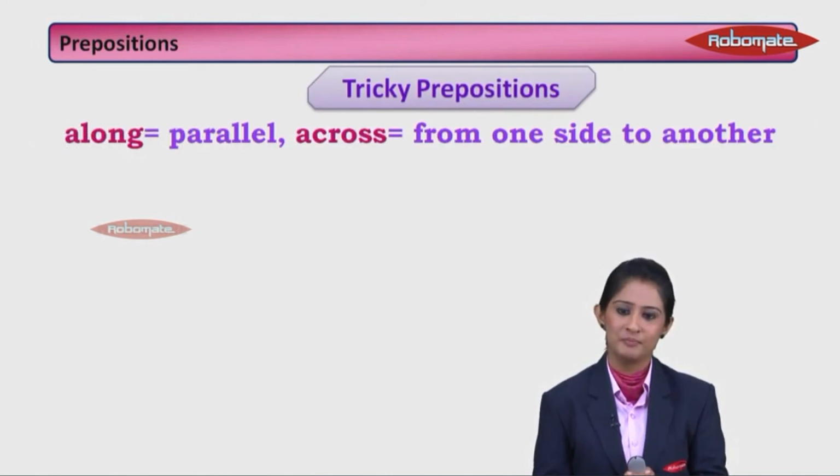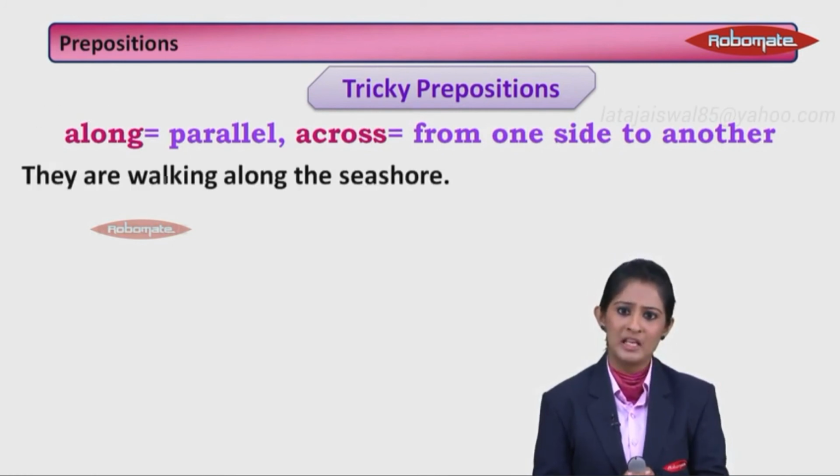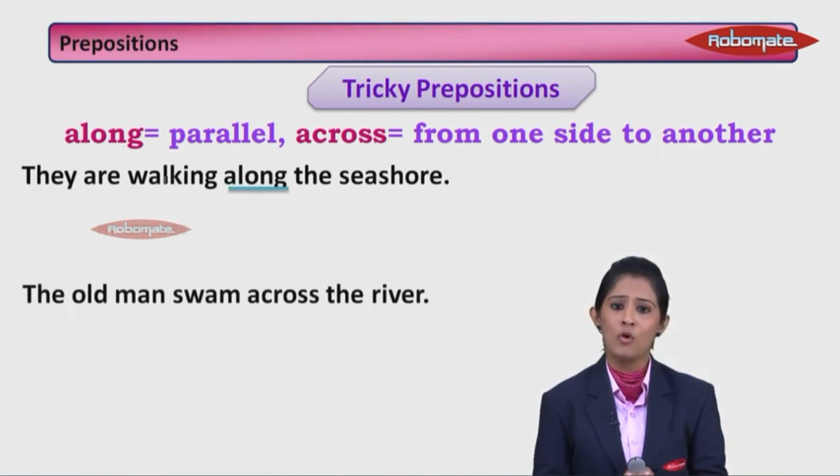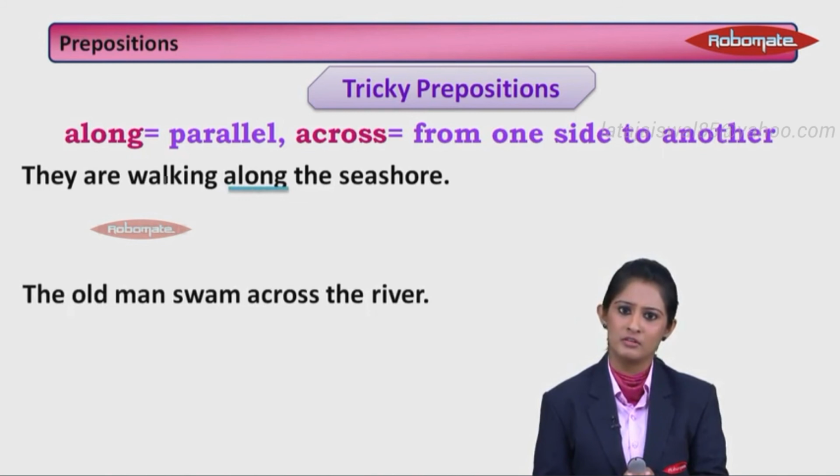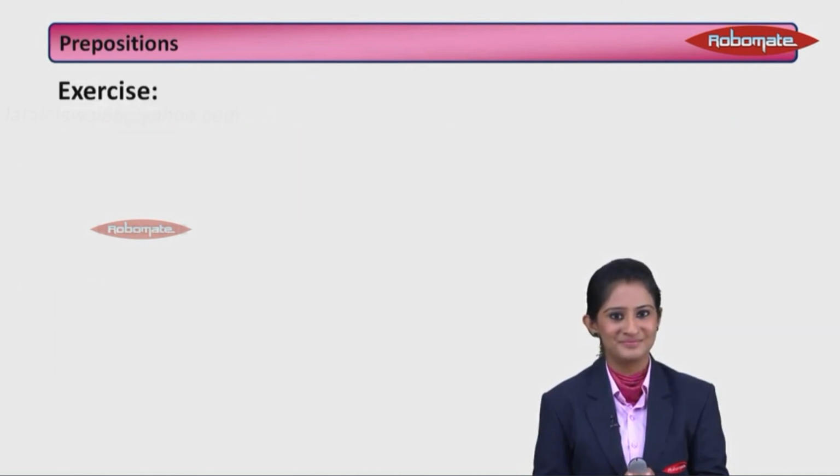The next one, along means parallel and across means one side to the other. They are walking along the seashore. Means they are walking parallel to the seashore. The old man swam across the river. Here we have the word across, which means from one side to the other.